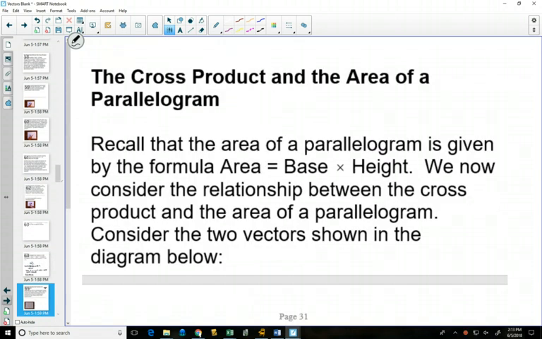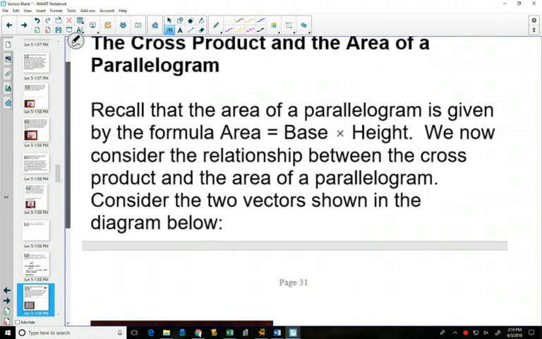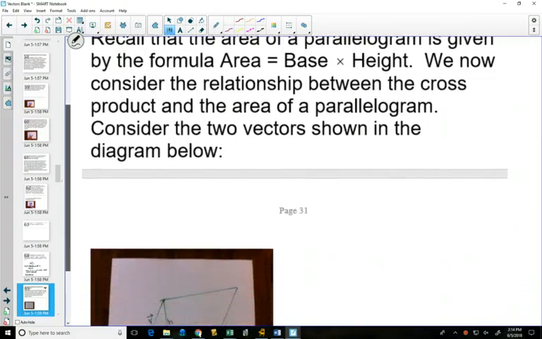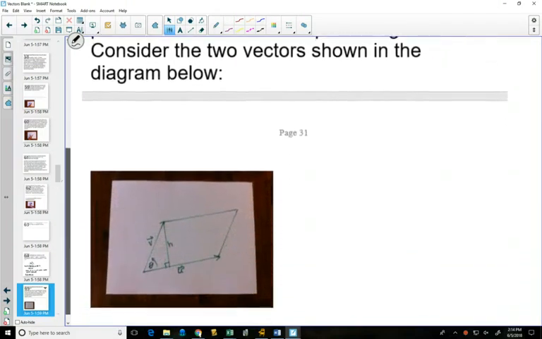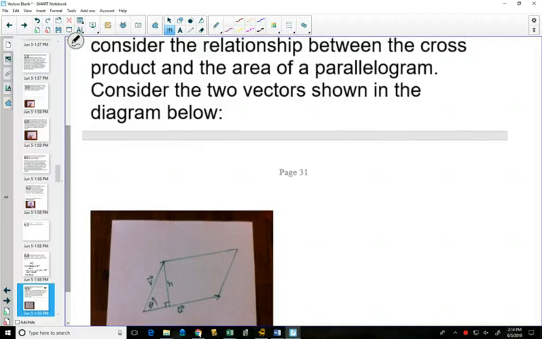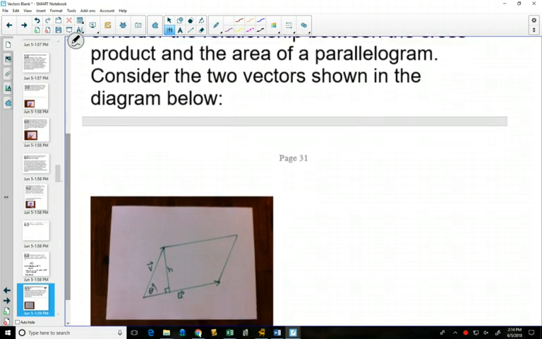So application number 1 of the cross product. Recall the area of the parallelogram. Do you remember what the area of a parallelogram is? Average of the top and bottom, times the height. Or the average of the sides, that'd be the height. Now, since the top and the bottom are the same length, it's basically just base times height, right? You could take the average of the top and the bottom, but since they're the same length, the average is just the bottom.